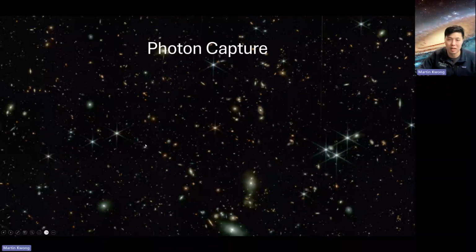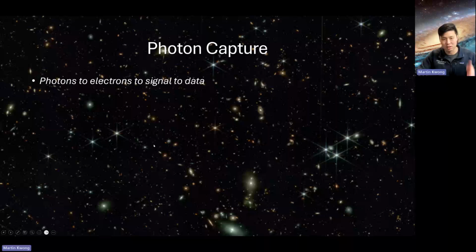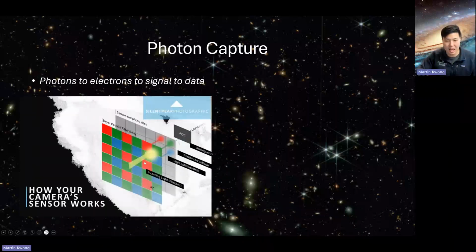So photon capture, right? Photons to electrons to signal to data. Here we have a filter of red, green, blue. So when light comes in through your lens on your phone, it goes through this screen, which then filters down the light to red, green, or blue. And then those strike a sensor, which is where the photoelectric effect occurs. The sensor has pixels. The pixels have electrons on them, and knocking off those electrons creates a current, which then is converted to digital information.